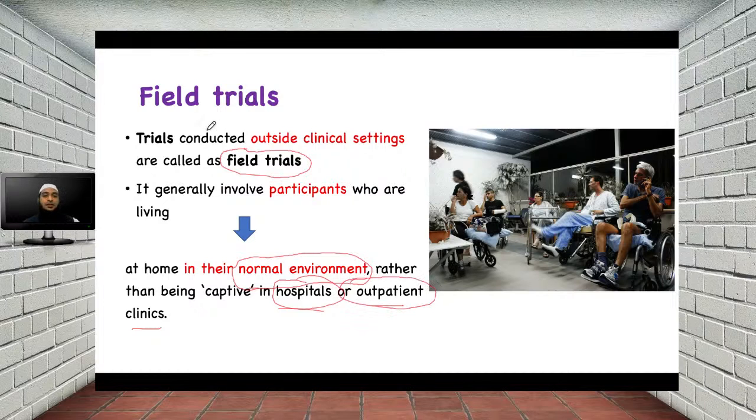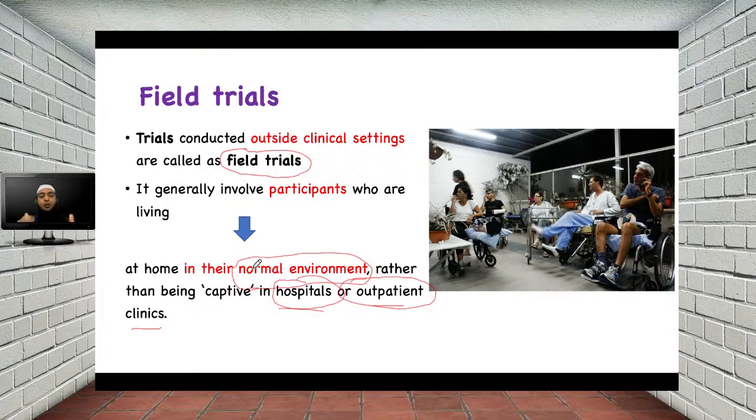Whereas in case of field trial, you are giving the medicine, those patients go home and live in their normal environment, and just when they come back to you, you are asking them a certain set of questions in the interest of getting some information related to the efficacy and adverse effects of that particular medicine. If that is the case, then such trials are called field trials.